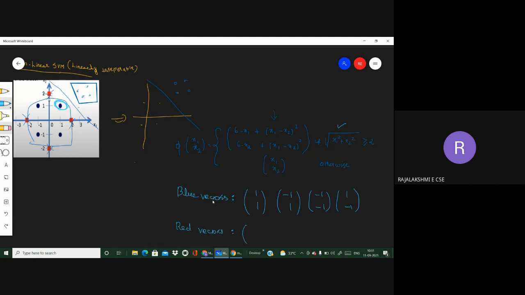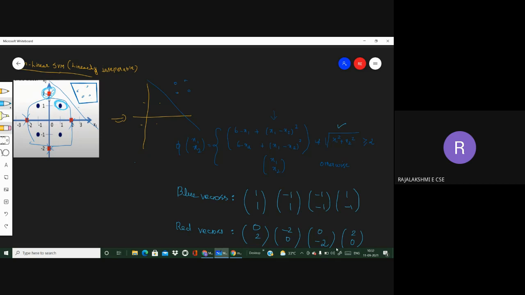Red vector values, can anyone say? What are all the values of red? Come clockwise. First I take this one. What is its value? 2 and 0. Yes or no? What is this value? 0, 2. Okay. Then minus 2, 0. Okay. Then? 0, minus 2. Okay. 2, 0.